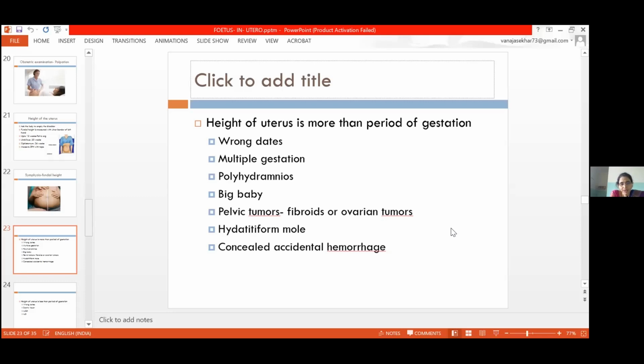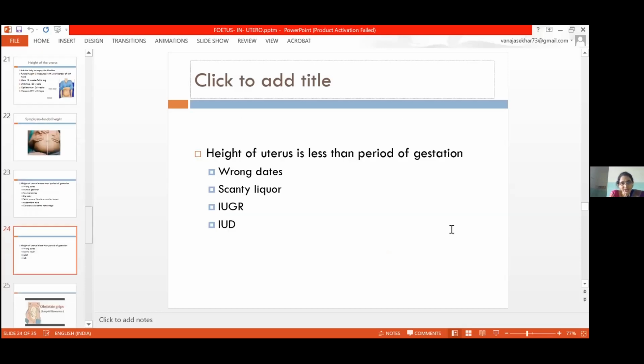And next is the polyhydramnios, big baby, pelvic tumor, like fibroid complicating pregnancy, or an ovarian tumor complicating pregnancy, hydatidiform mole, or a concealed accidental hemorrhage. In all these cases, the height of uterus is more than period of gestation. And in which cases the height of the uterus is less than the period of gestation?